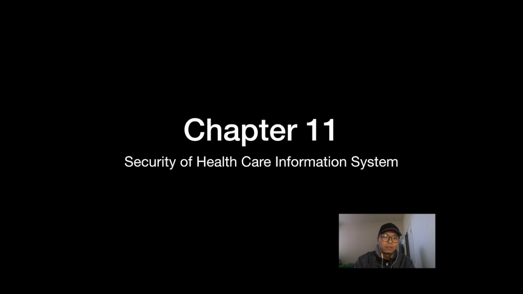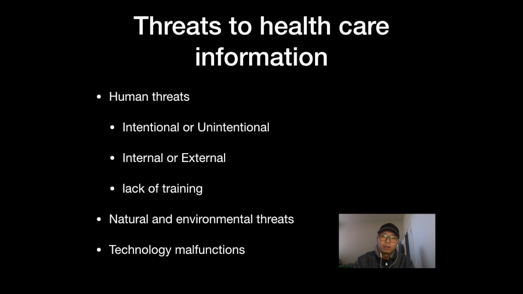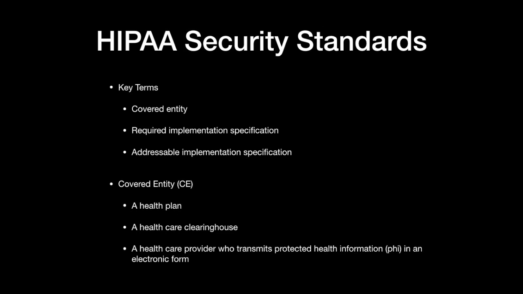Marco. The topic of this chapter is security of healthcare information systems. In general, threats to healthcare information systems fall into one of three categories: human threats, which can result from intentional or unintentional human tampering; natural and environmental threats such as fire and floods; and technology malfunctions such as a drive that has no backup.